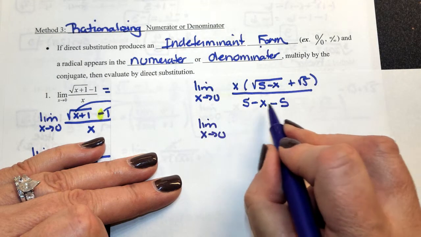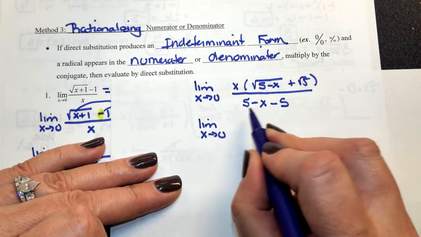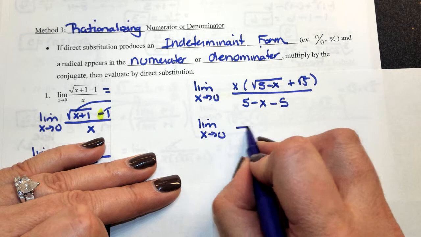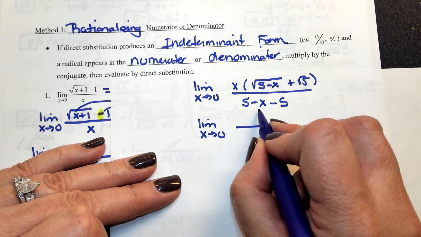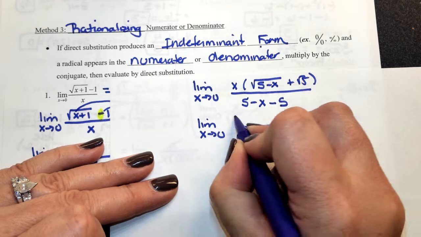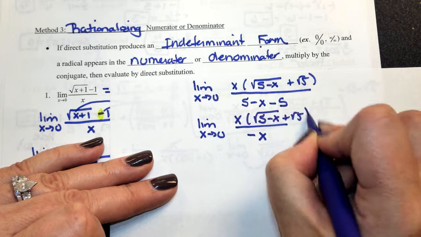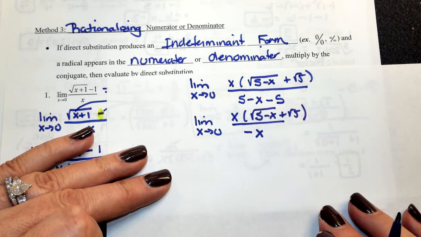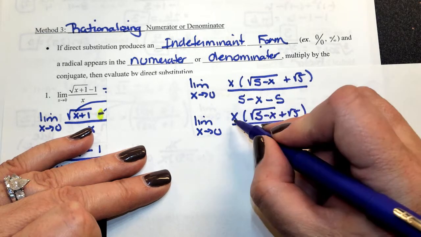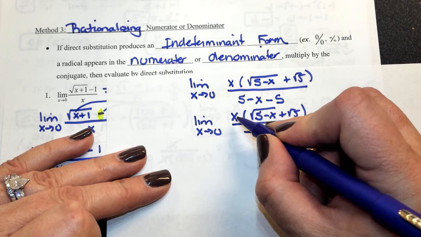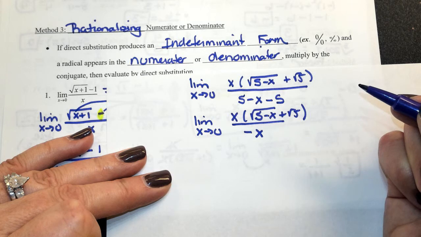So what's going to cancel out in the denominator? What are you going to be left with on the bottom? X. Not just an x, but a negative x. Now, how can you simplify your fraction? What are you going to be able to cancel out? How can we simplify this fraction? What can you cancel out?